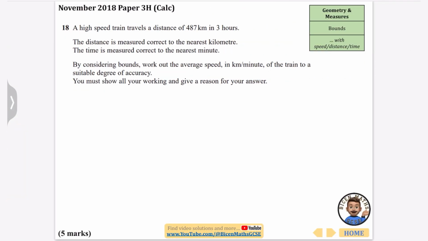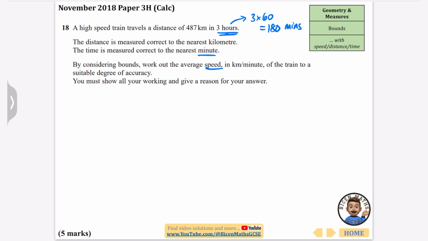Okay, we've got another speed distance time. A high-speed train travels with a distance of 487 kilometres in 3 hours. The distance is measured correct to the nearest kilometre, and the time is measured correct to the nearest minute. Weird. So we've got 3 hours. As soon as they say nearest minute, I want to remind myself that 3 hours is 3 times 60, which is 180 minutes. That's definitely going to be used in the question. By considering bounds, work out the average speed in kilometres per minute of the train to a suitable degree of accuracy. Show all of your working and give a reason for your answer.